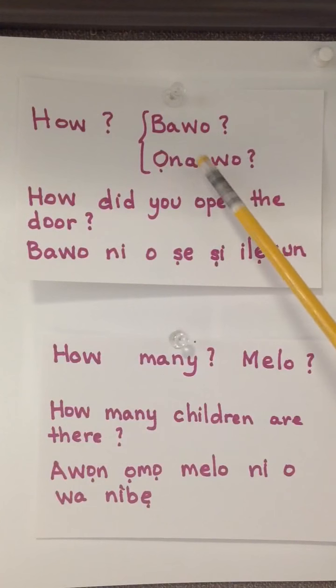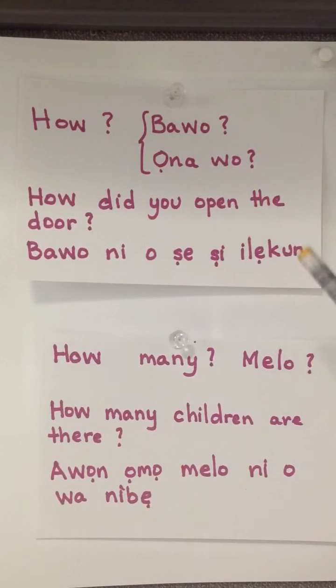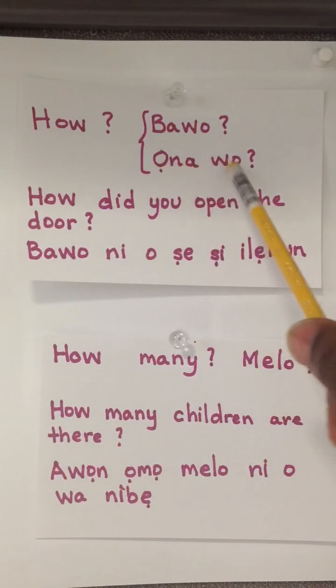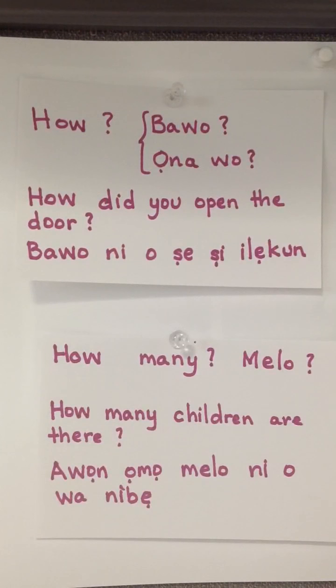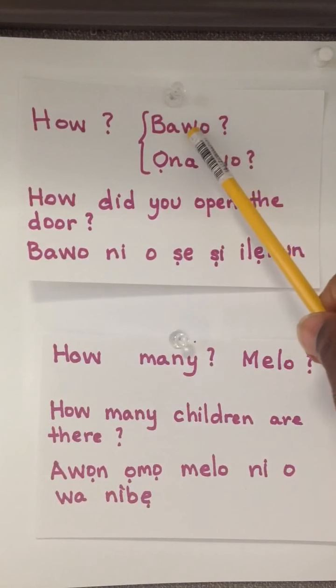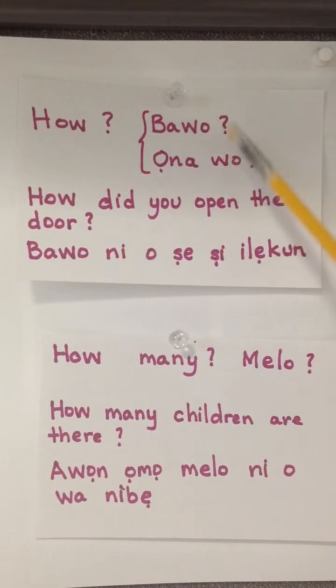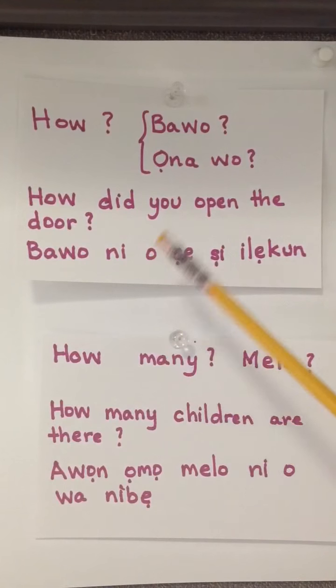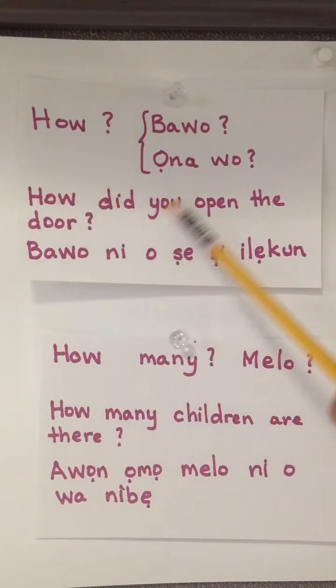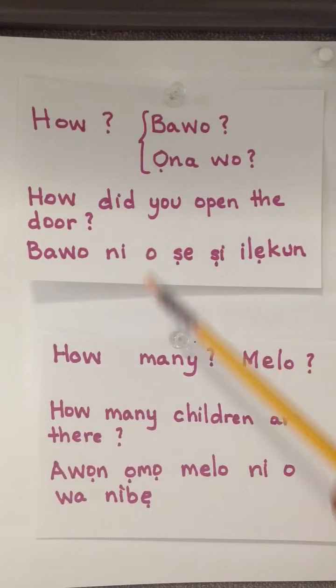Ọ̀nà wo really means in what way? Or by what method did you do something? That's what ọ̀nà wo really means. Ọ̀nà wo. Or we can say báwo. You can notice the wo part. Wo. So that's really the operative. In what way? Ọ̀nà wo.